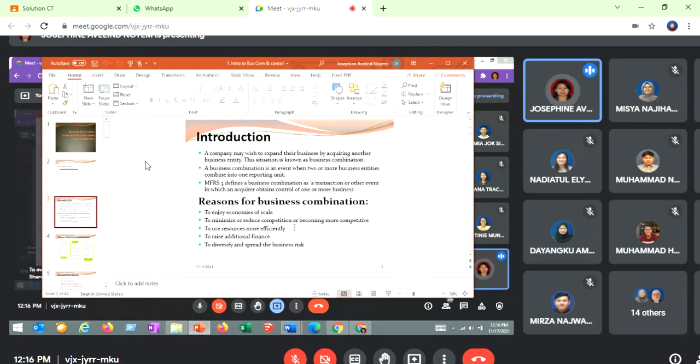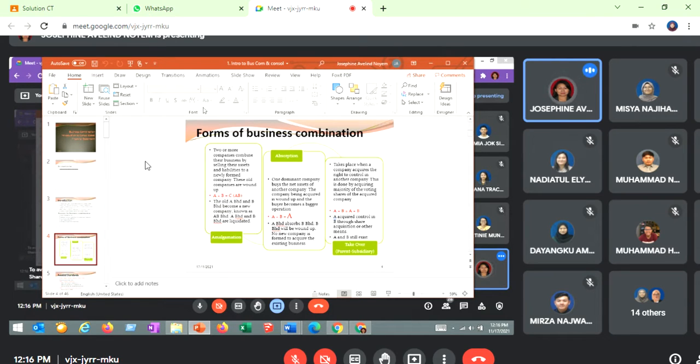Another reason is to minimize or reduce competition and become more competitive. Also, to use resources more efficiently, to raise additional finance, and to diversify and spread their business risk. So these are among the reasons for business combination.